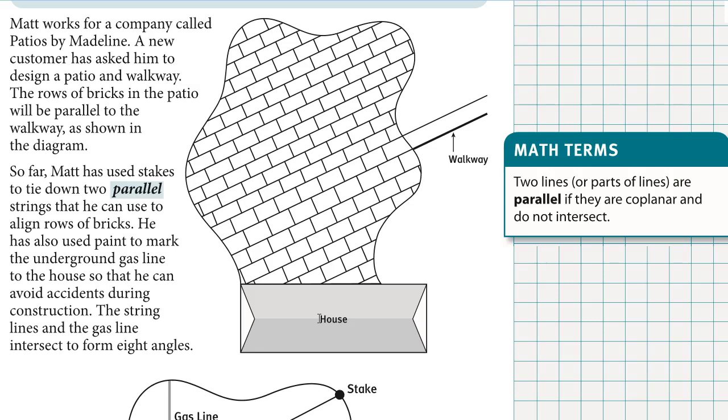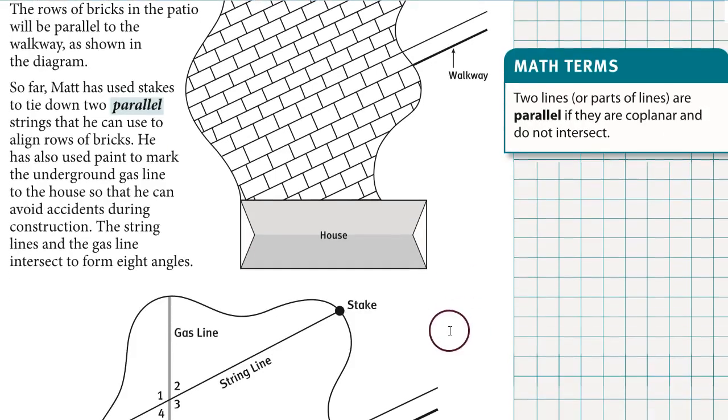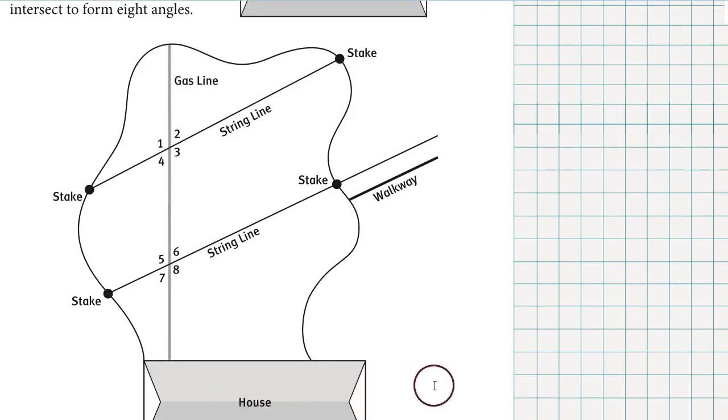So far, Matt has used stakes to tie down two parallel strings that he can use to align the rows of bricks. He also uses paint to mark an underground gas line to the house so he can avoid accidents. The string lines and the gas line intersect to form 8 angles. So let me show you a picture of what that's talking about.